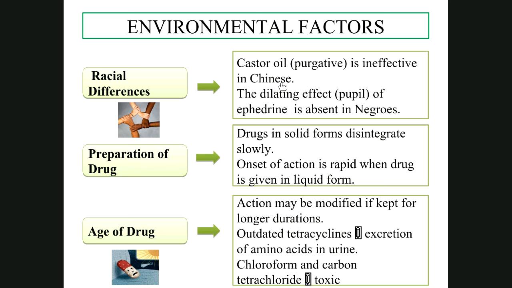Similarly, the dilating effect on the pupil. Pupil means in the eye you have a black colored thing, right? That is the pupil. Dilating means to make it big. So that dilating effect of the drug ephedrine is absent in Negroes. So if you give ephedrine to Negroes, it will not cause dilation of the pupil. So there are chances that some populations might respond, some populations might not respond.